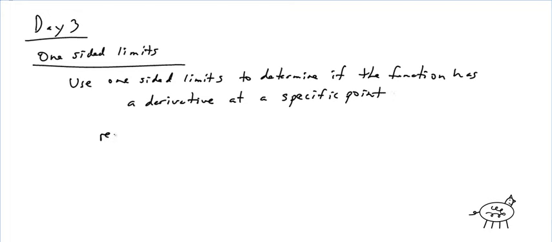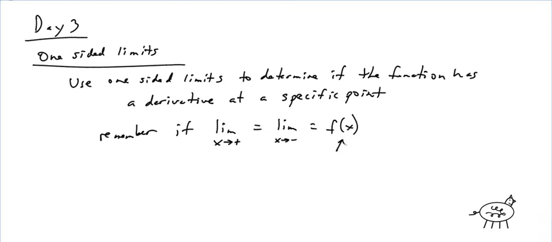Okay, so I want you guys to remember that if the limit as x approaches some value from the positive side is equal to the limit as x approaches some value from the negative side, so basically, we're saying if that two-sided limit exists, and obviously it's got to also equal f of x, because this also shows that it's continuous at that point, right? It exists at that point. Then it has a derivative.